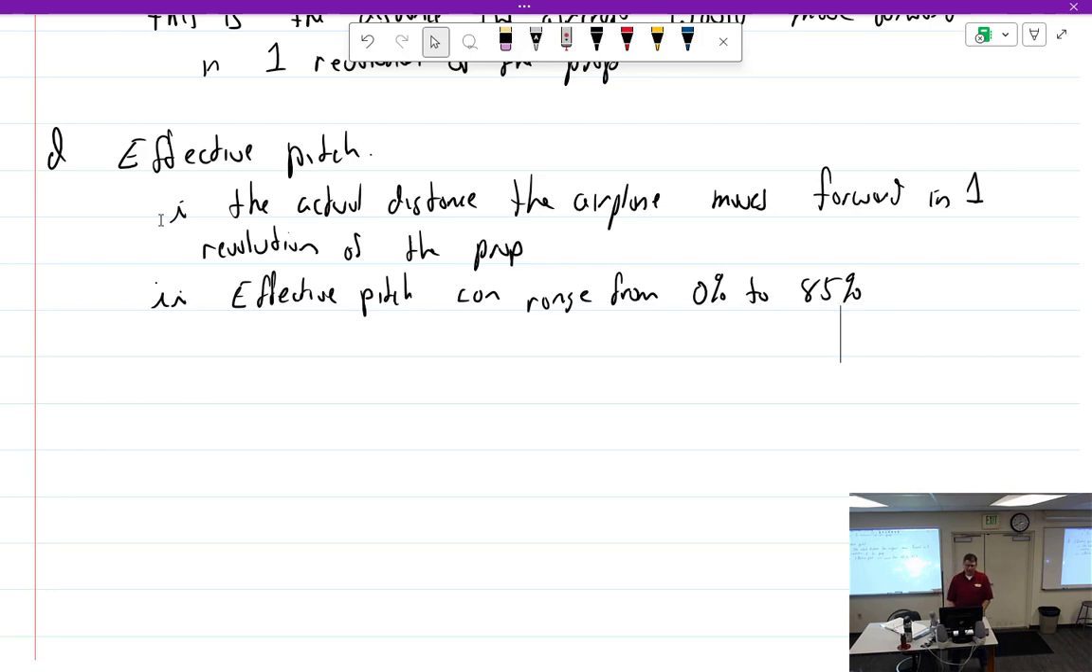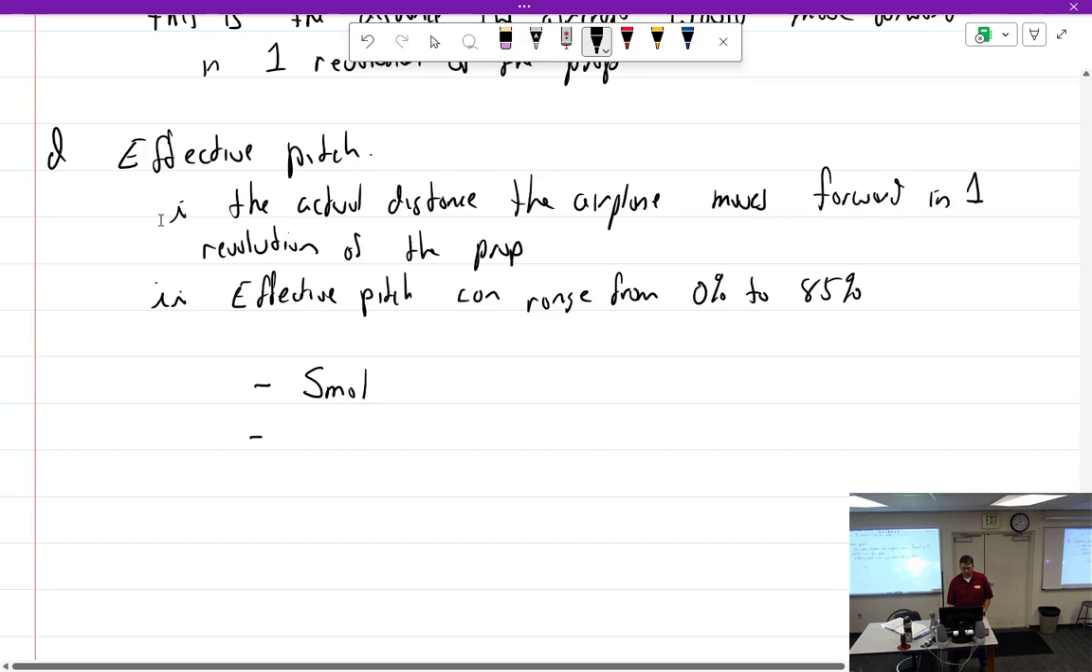And obviously we should realize, I'll just put these points down here, that if we have a small blade angle, that is going to be less distance per rev, right? And we have a large blade angle.